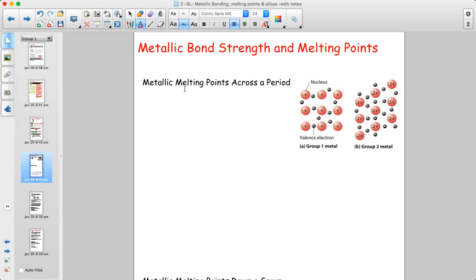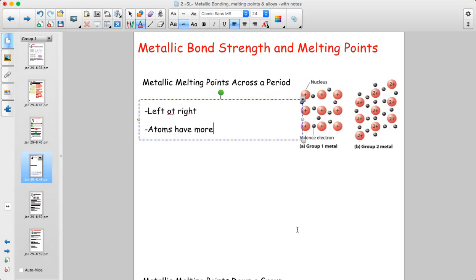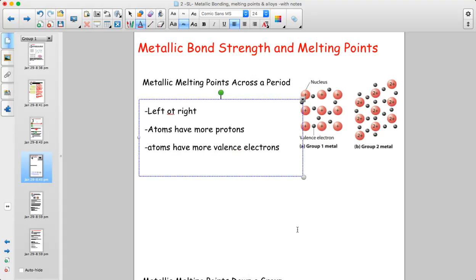So the melting point trend across the period from left to right, the simplest way to explain it is that as you go from left to right, we're getting more protons in the nucleus. Atoms have more valence electrons. And so when you have these elements bonding, as you go from left to right, there's a couple of reasons why the melting point goes up.